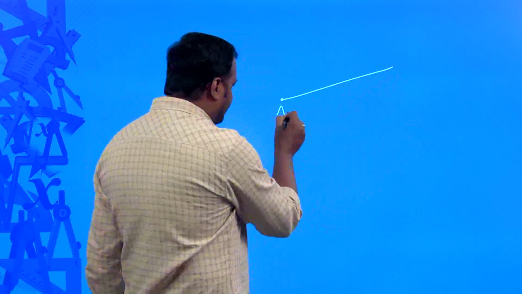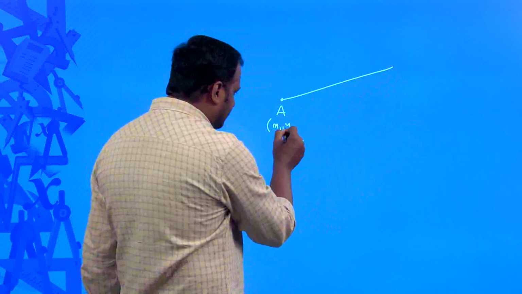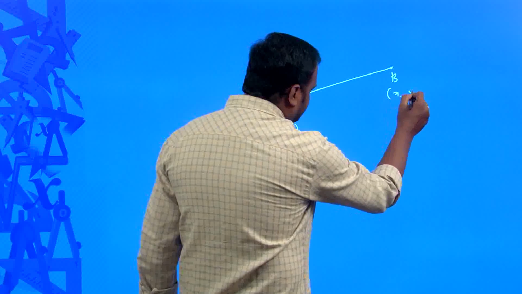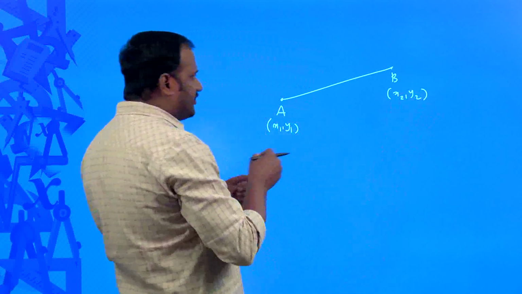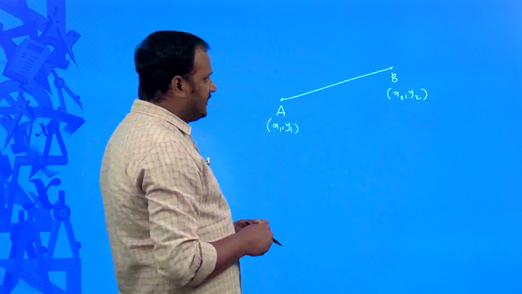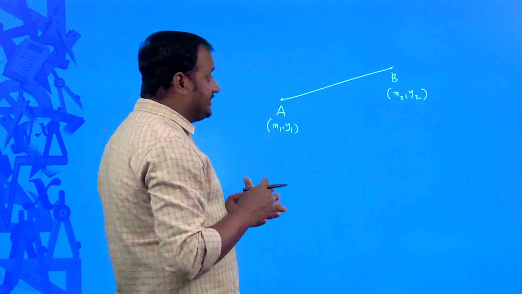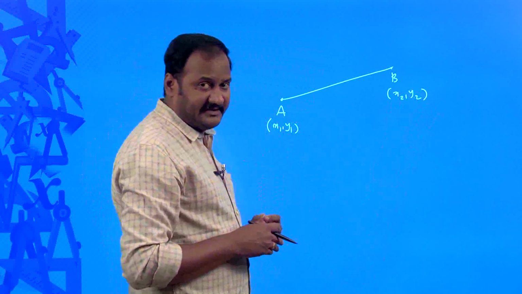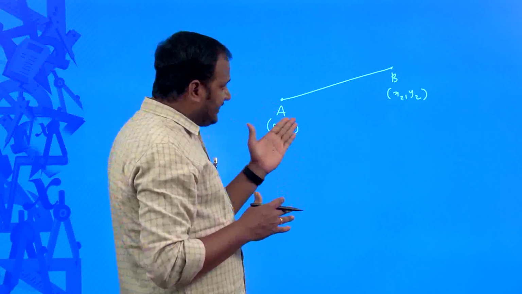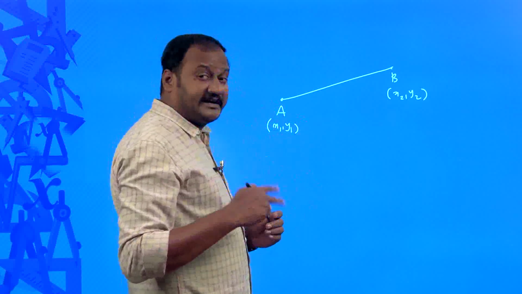Now we are going to discuss the section formula, that is, the division formula. For example, you are given a line segment joining 2 points. The first point A is x1 comma y1 and the second point B is x2 comma y2. There is one point in between A and B. It may be in the middle, exactly dividing the line segment AB into 2 equal parts, or it may not be.